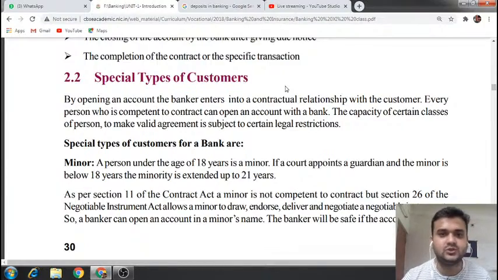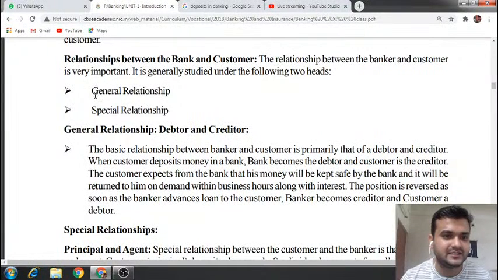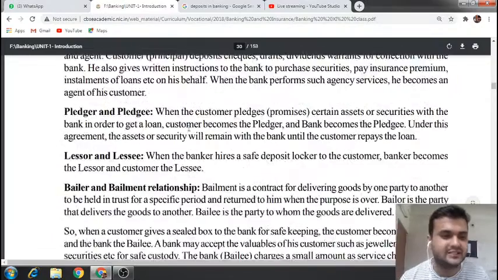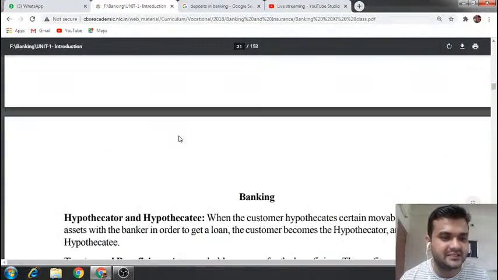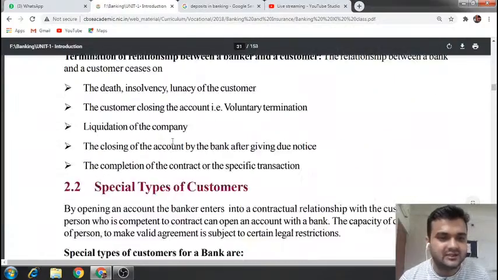So we basically saw two types of relationship in the last class, that is special relationship and general relationship. What is general relationship? As soon as you open an account, you become the debtor and the banker becomes the creditor. So once you're opening an account, that is your general relationship. And special relationship like principal, agent, lessor, lessee, pledger, pledgee, all these we have done. Hypothecator, hypothecatee, all these things we have done.